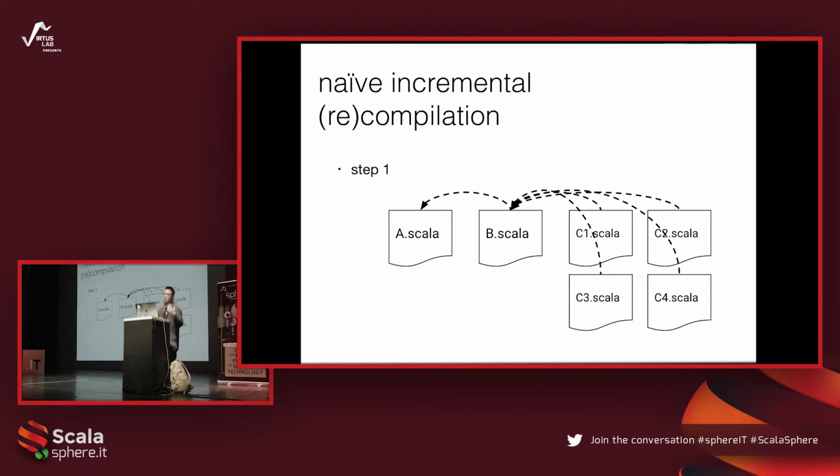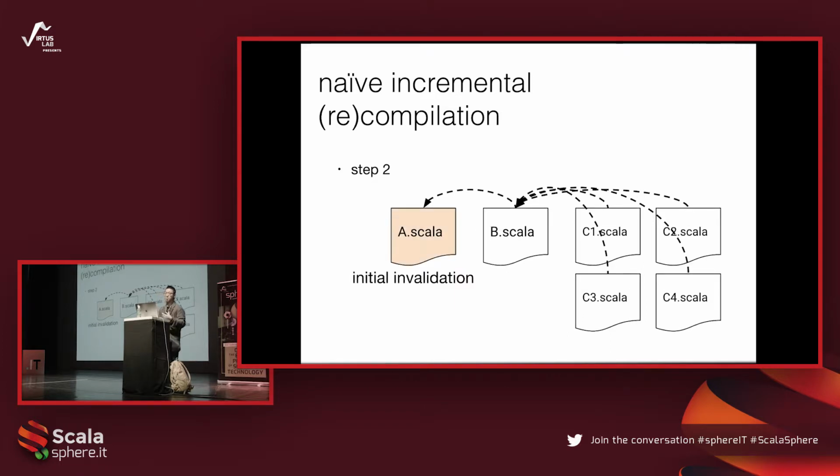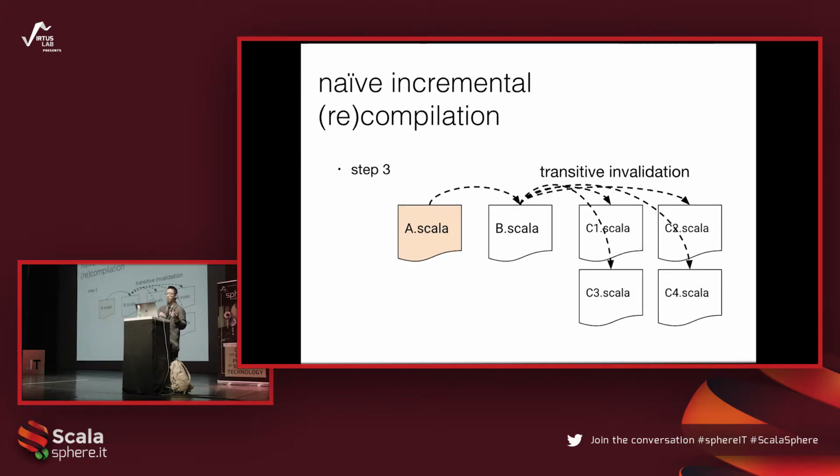So the naive approach to incremental recompilation is how people would imagine incremental compilation to happen. First, in the first round of compilation, you have a.scala, b.scala, and a whole bunch of other stuff that depends on b.scala. You track this information as a dependency relationship. Then, let's say you type something into a.scala, and you do this initial invalidation by looking at a timestamp or hash or something like that. Then you flip the arrow backwards to look at what is a transitive invalidation.